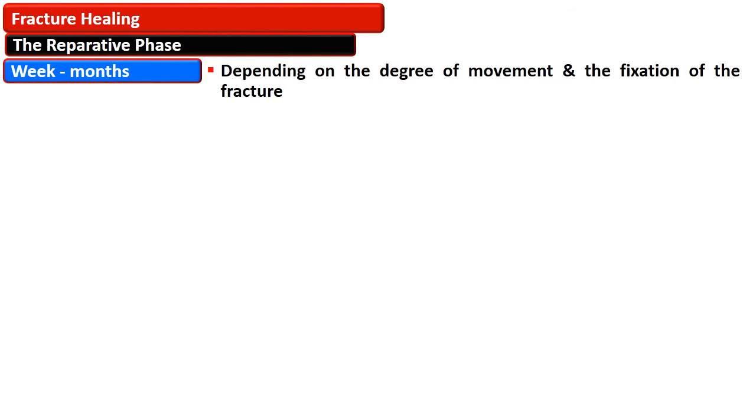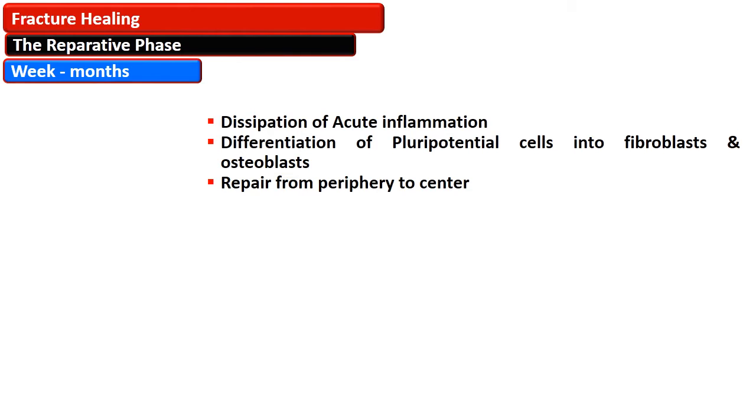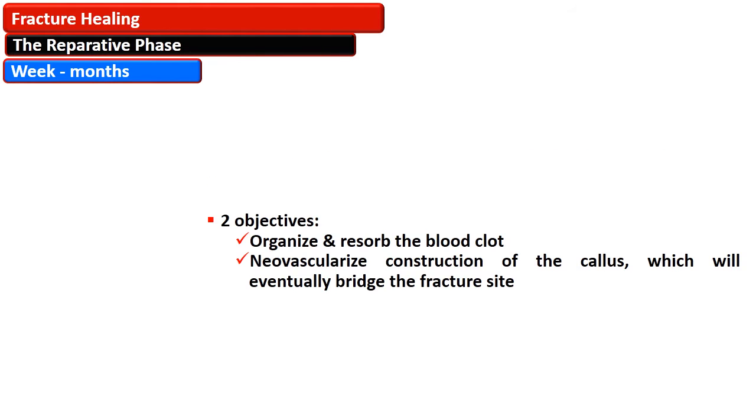The second phase, which is the reparative phase, lasts from weeks to months, and it depends on the degree of movement and the fixation of the fracture. In this phase, there is dissipation of the acute inflammation. The pluripotent cells differentiate into fibroblast and osteoblast, and there is repair from periphery to the center. The objectives for this reparative phase are to organize and resolve the blood clot and revascularize, and construction of the callus, which is going to bridge the fracture site.